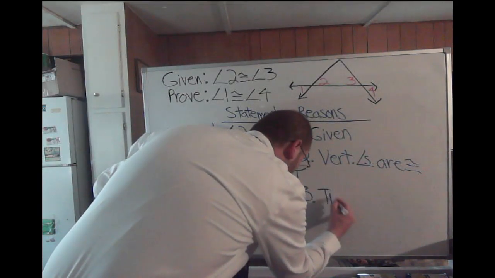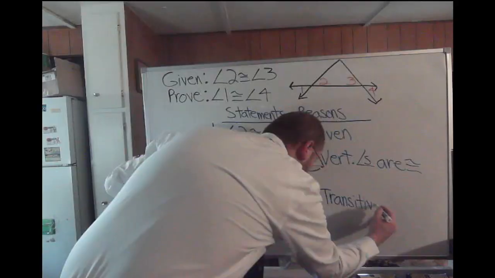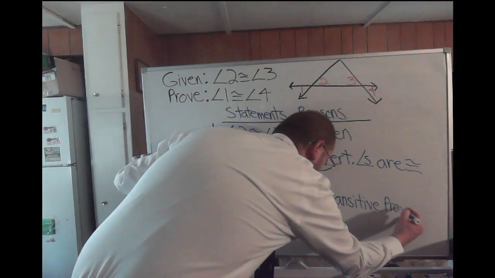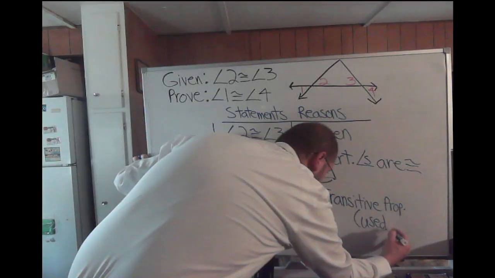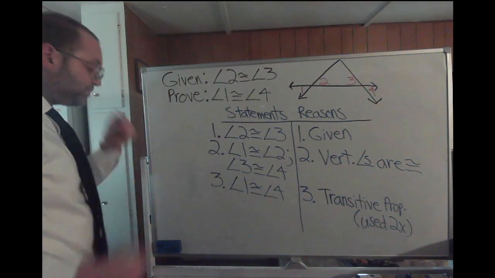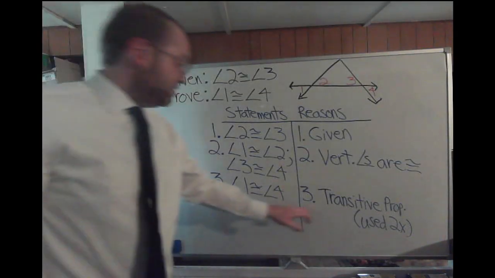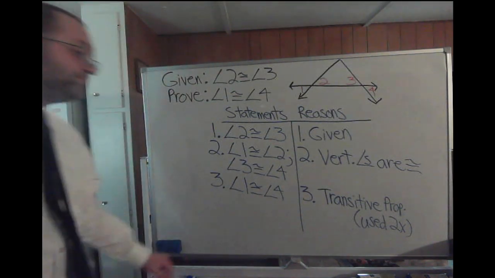So by the transitive property, if you use it more than once, you'll say how many times. You'll say use 2 times or use twice. So angle 1 is congruent to angle 4 by the transitive property use twice.